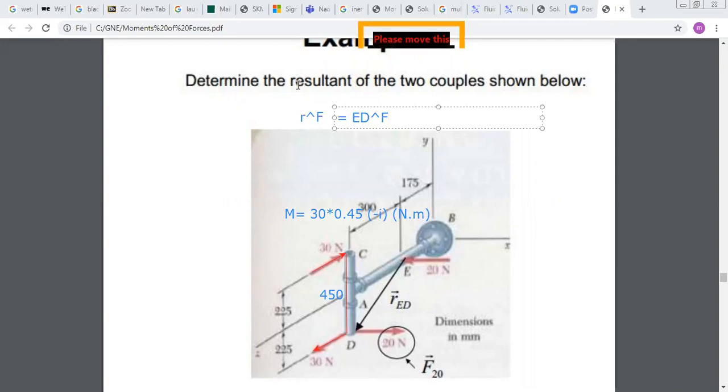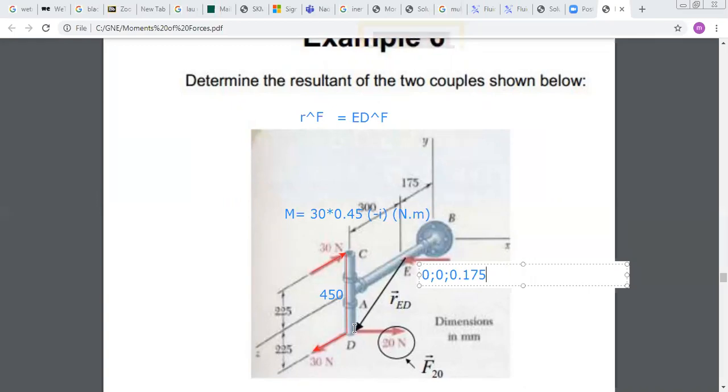Now to find vector ED, I should find coordinates of points E and D. So let us start by point E. Point E is on which axis? It's on Z axis, and its coordinates are 0, 0, 0.175. Okay, this is for E.